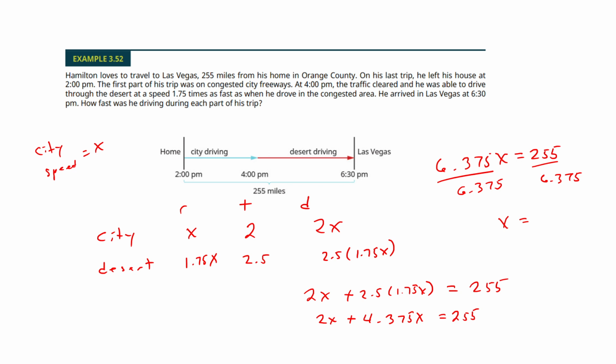I'm crunching this on my calculator. Oh, it worked out nicely. So x turns out to be 40. Now that was his city speed, and if it wants both, it does. So 1.75 times 40 must have been his desert speed, and that turns out to be 70. So 40 miles per hour in the city, 70 when he hit the desert.